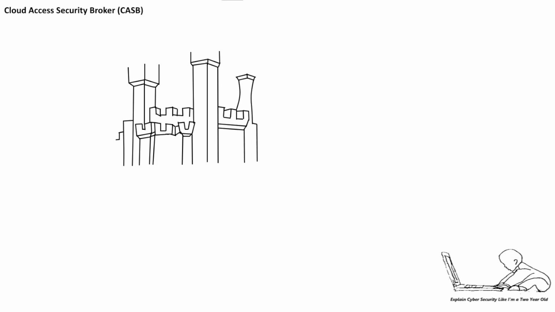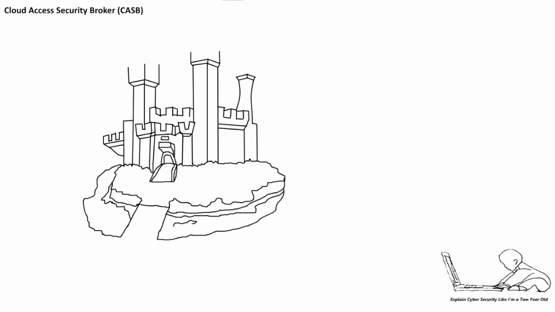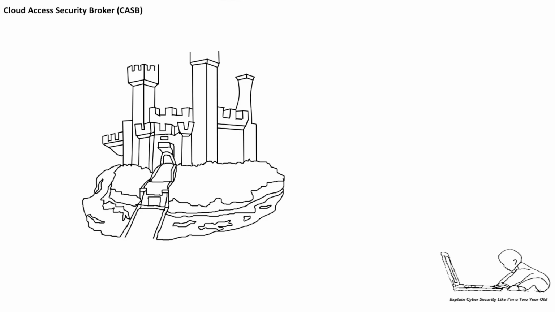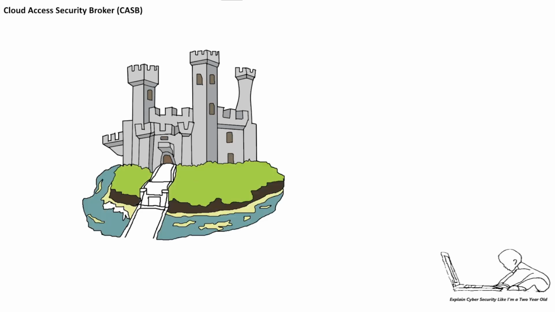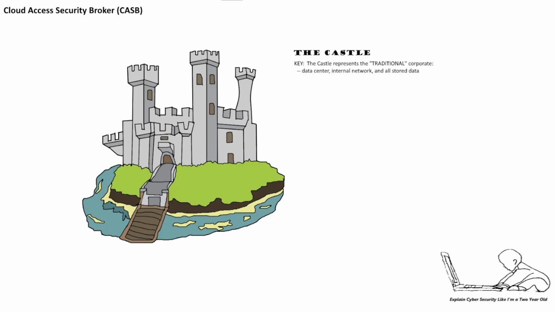In order to understand a Cloud Access Security Broker (CASB), let's use an analogy of a castle. Now, in the olden days before the cloud, an organization's network was treated as a castle. So the network being its corporate data center, internal network, and all its stored data. And all of this, e.g. the castle, would need to be protected by the moat.